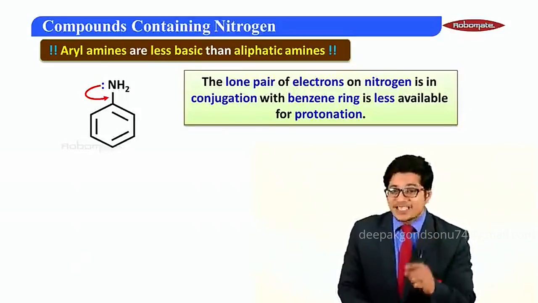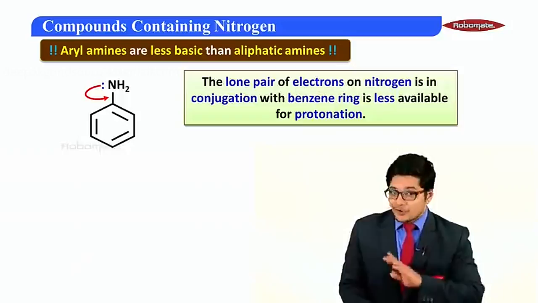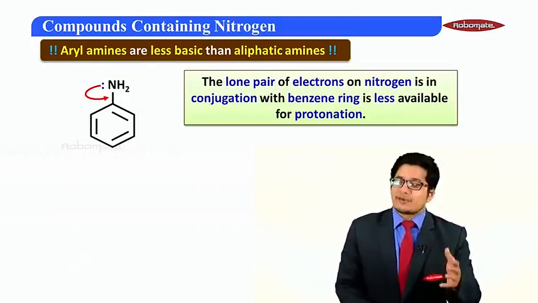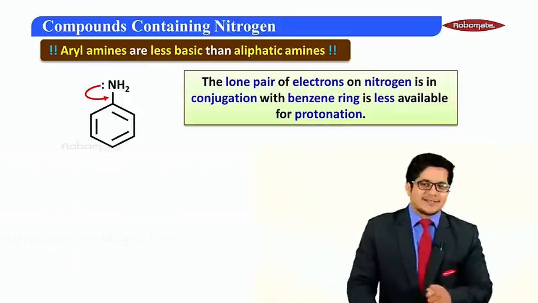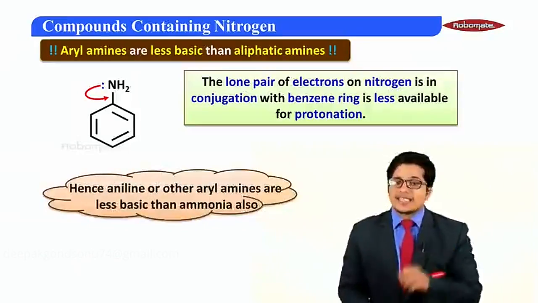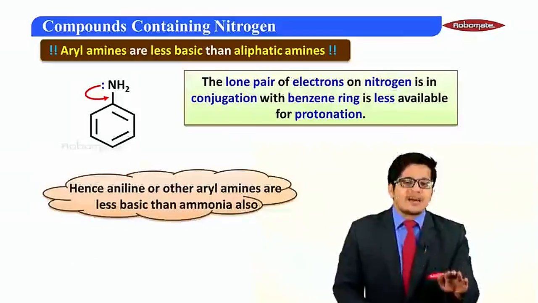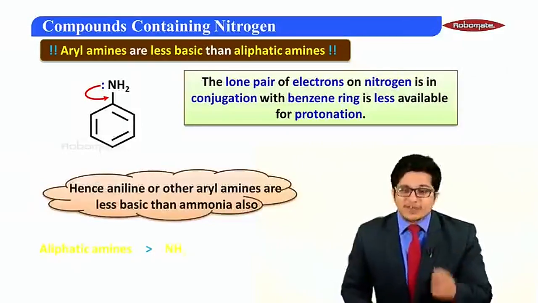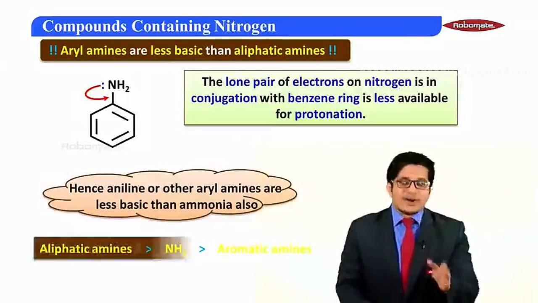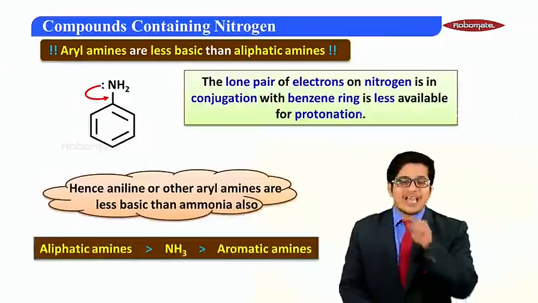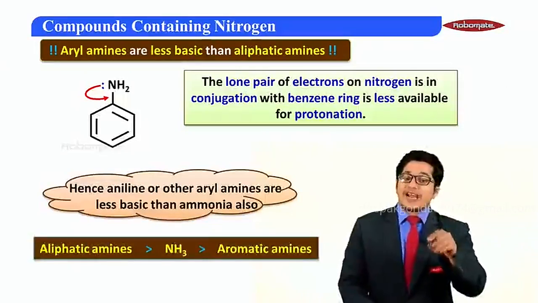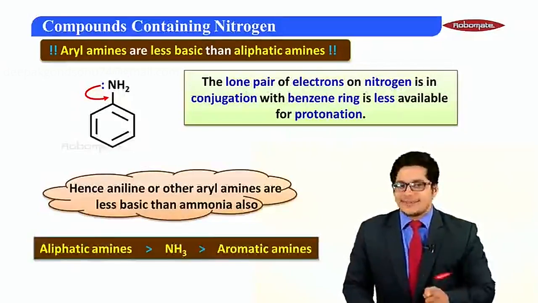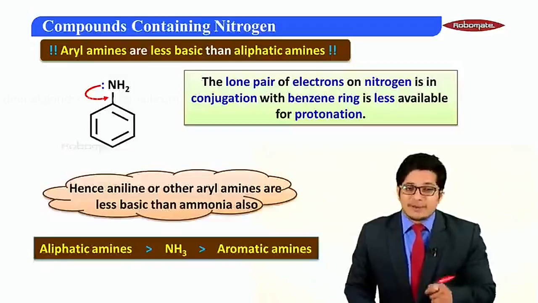So if this molecule cannot donate electrons readily, it would still be a Lewis base, but a weak Lewis base. Hence anilines or any other aryl amines are less basic than ammonia also. Because of this, the order of basicity is aliphatic amines greater than ammonia, and ammonia greater than aromatic amines. So this is the order which you need to remember.